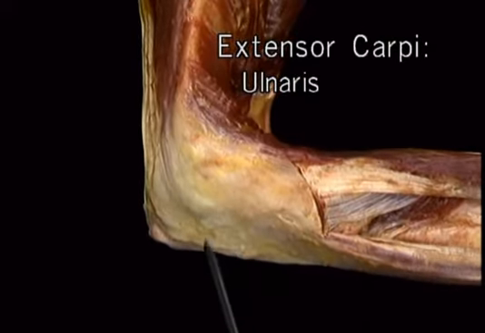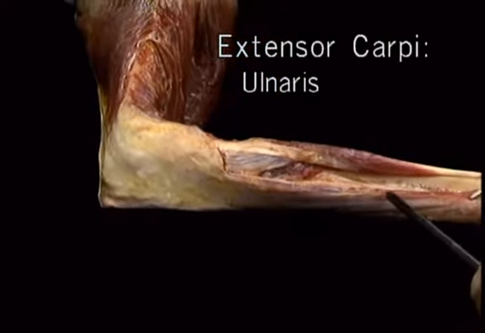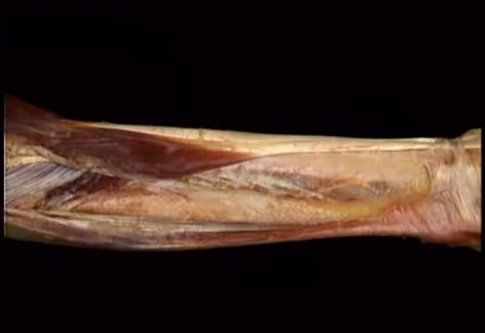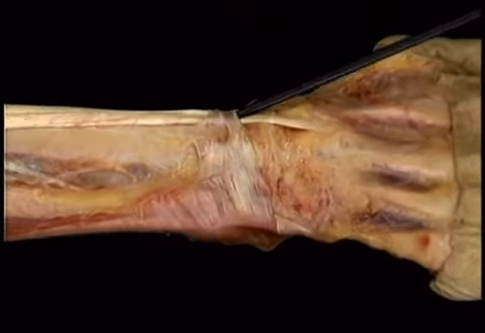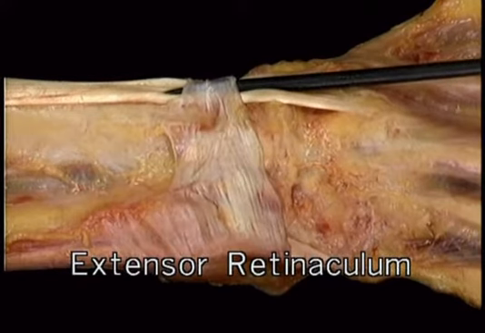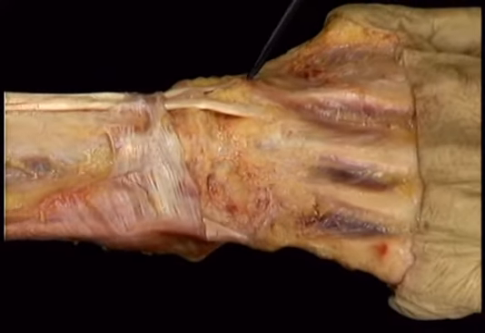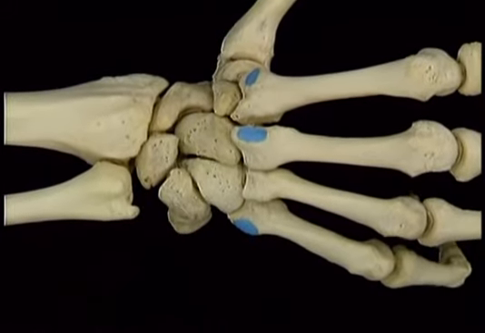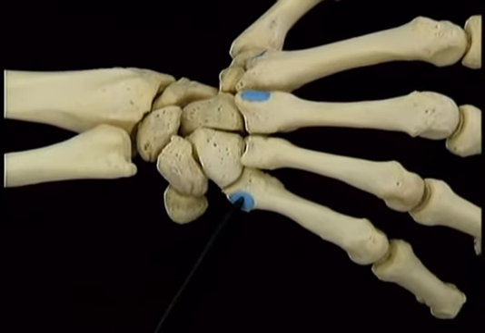Extensor carpi ulnaris arises from the lateral epicondyle. It also has an ulnar head, which arises from this border of the ulna. As the extensor tendons cross the back of the wrist, they pass under this structure, the extensor retinaculum, which acts as a pulley. Extensor carpi radialis longus and brevis are inserted on the bases of the 2nd and 3rd metacarpals. Extensor carpi ulnaris inserts on the base of the 5th metacarpal.